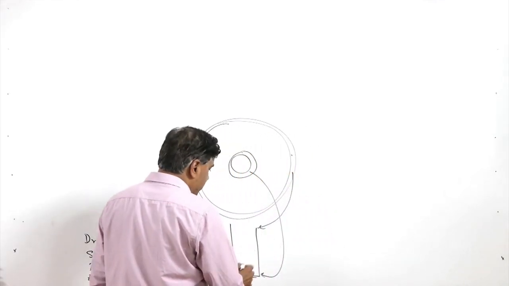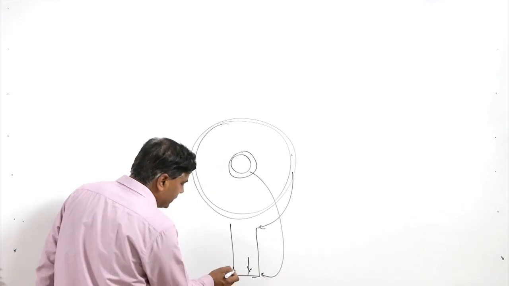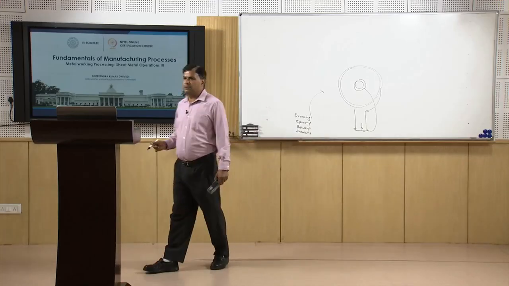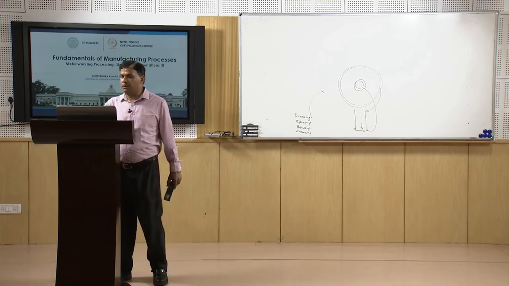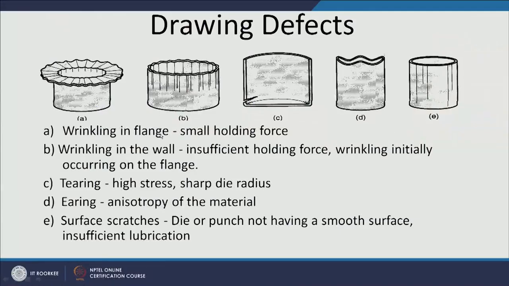At the same time, if too much force is applied and the sheet metal is thin, then tearing can also occur at the end. So, some of the defects observed in the products produced with the help of the drawing process can lead to wrinkles in the flange portion like this, or wrinkles in the walls can also be observed if there is insufficient holding force. That is a situation where wrinkles in the vertical walls, this vertical surface, can also be observed.